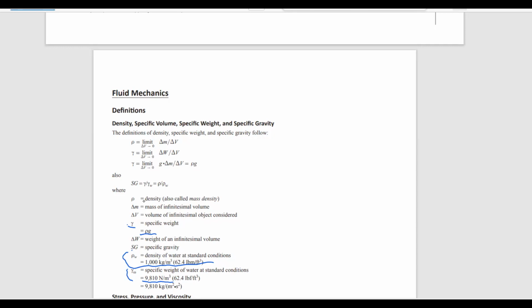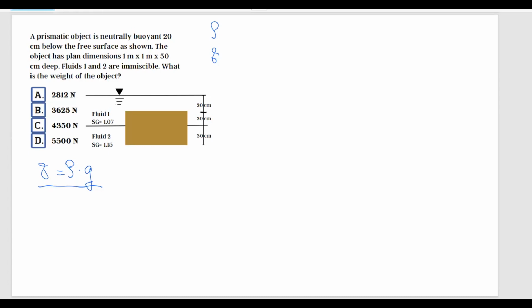So as I said, we can use both. You work directly with unit weight, or we can work with density. Let's go ahead and start. So here I'm going to write the density of water is 1,000 kilograms over meters cubed, and the unit weight of water is 9,810 newtons over meters cubed. And since our answers are given in newtons, I'll just go ahead and use the unit weight of water in this problem.